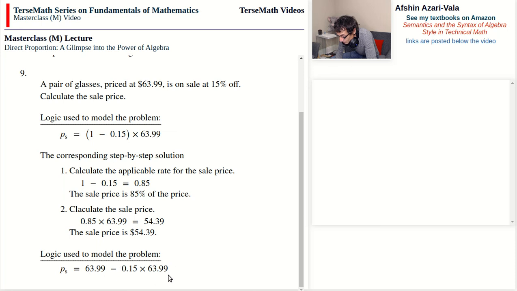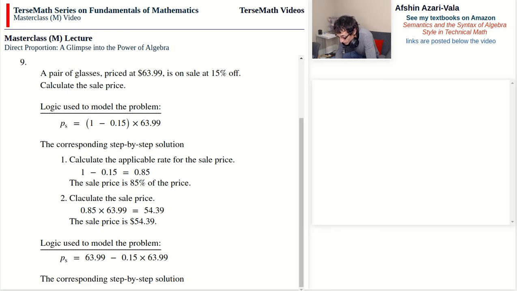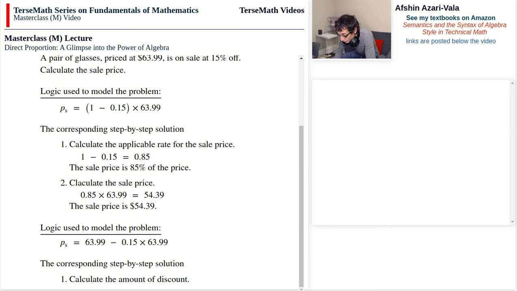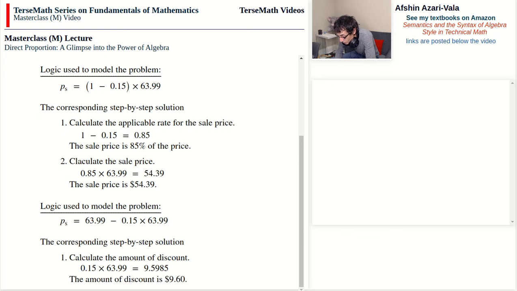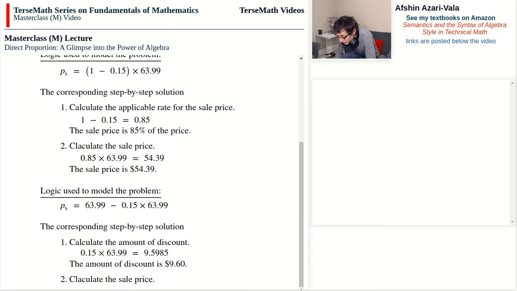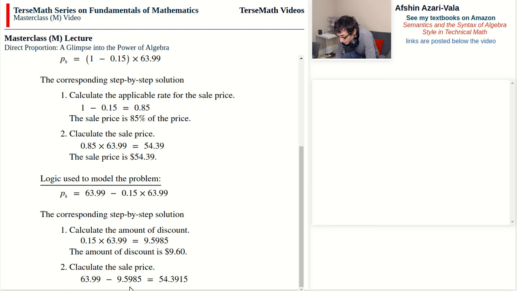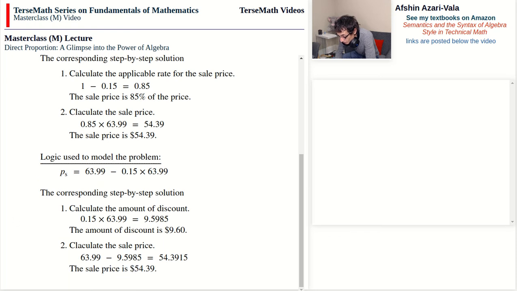This becomes step number 1. Once we've worked out the amount of discount, which is this step, then we subtract it from the price, and that becomes step number 2. And we find the sale price. So the corresponding step-by-step solution is step 1, calculate the amount of discount, which is 15% of the price. And so the amount of discount is $9.60. And then step number 2, calculate the sale price. This is when we subtract the amount of discount from the price. And we end up with a sale price of $54.39.